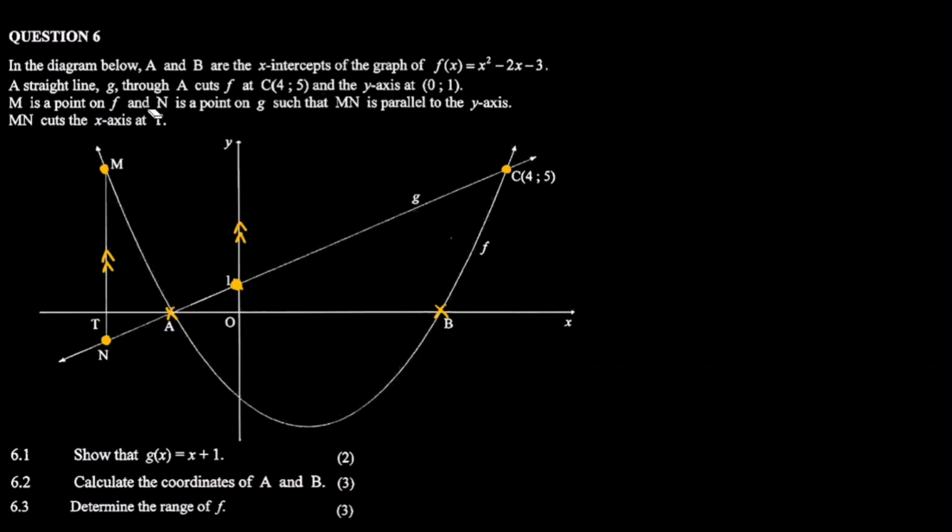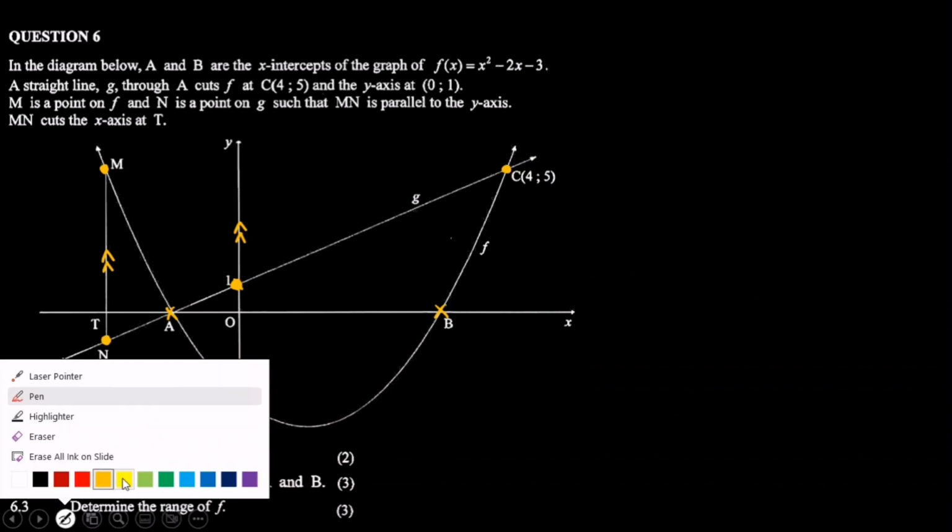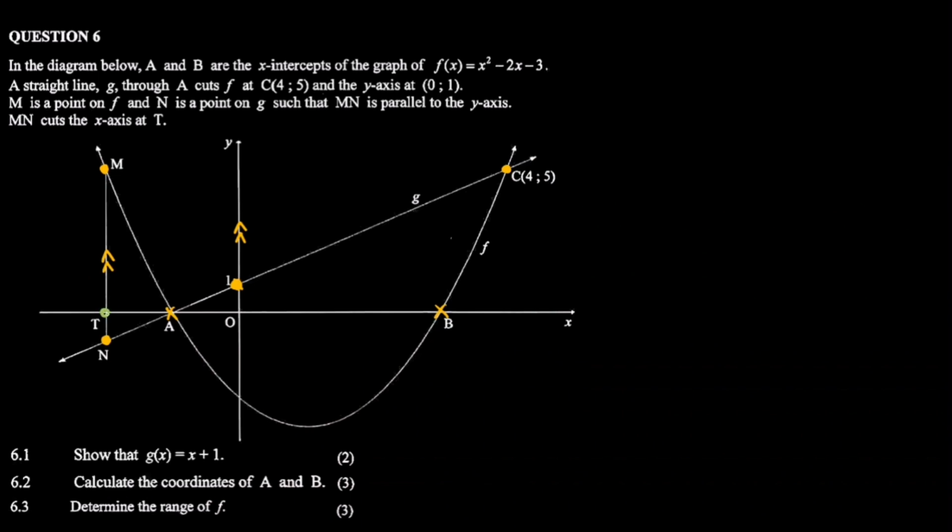MN cuts the x-axis at point T. So this point, point T, is the point where this vertical line cuts the x-axis. Now for 2 marks, they're asking us to show that the equation of the straight line is g of x equals x plus 1. So that's 6.1.